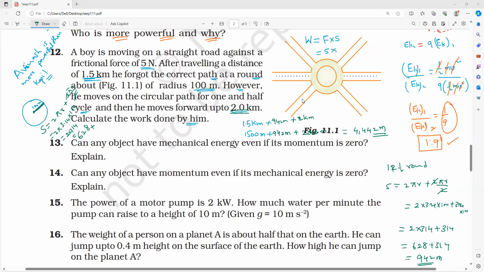4,442 meters. Are you clear, everybody? Now you can find the work done. So work done is equal to, what is the formula? Force into displacement. Force is 5, into displacement is 4,442 meters. So multiply it, you will get 22,215 Newton meters, which is equal to joules. All of you, 22,210 will come.